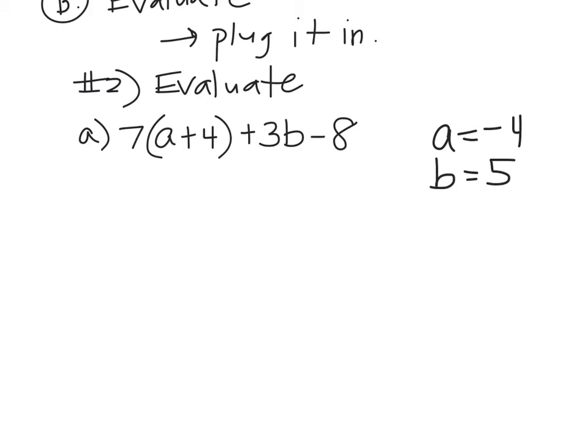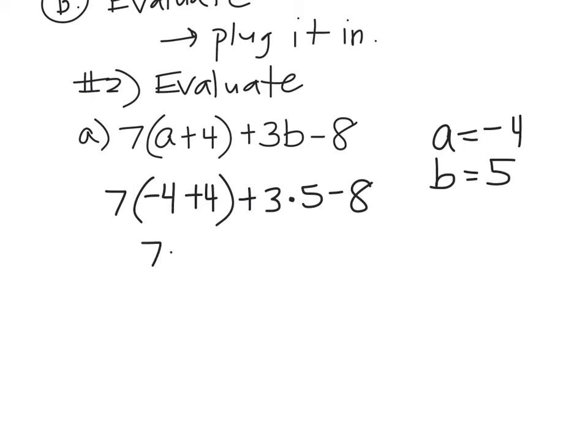All right. So here we go. Let's try it. I'm going to go ahead and plug these numbers in for a and b and go from there. So I have 7 times (-4 plus 4) plus 3 times 5 minus 8. Now using PEMDAS, if we're going to do this by hand, we need to do parentheses first. So this is going to be 7 times 0 plus 3 times 5.